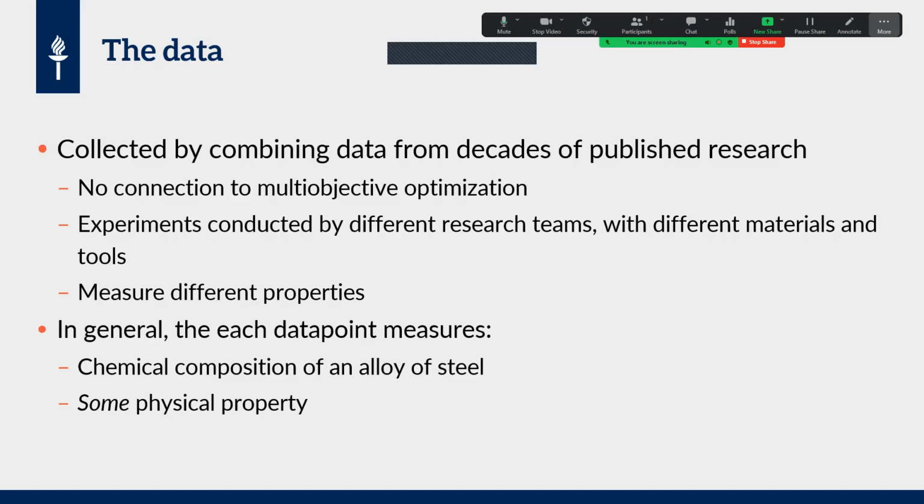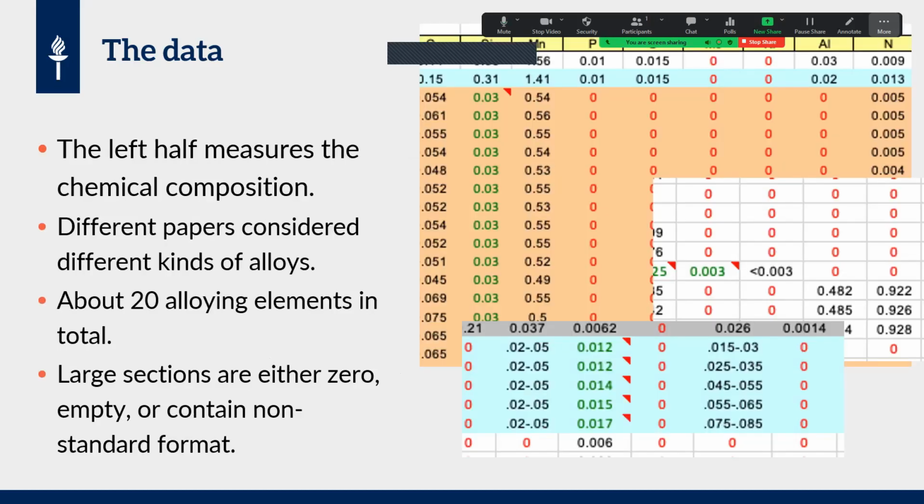But in general, the data set contains, on the left-hand side, the chemical composition of an alloy of steel. So how much carbon does it have? How much nickel does it have? How much molybdenum does it have? And so on and so forth. And on the right-hand side of the data set, we have some physical property. Maybe it's the yield strength that I talked about earlier, the ultimate strength, or maybe some other property, or maybe multiple properties. So this is what the left-hand side of the data set looks like, which measures the chemical composition.